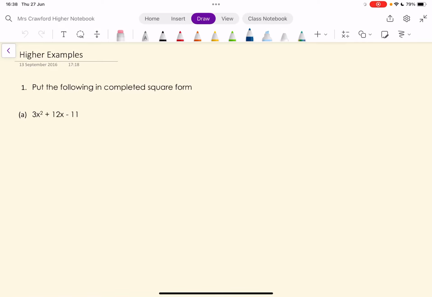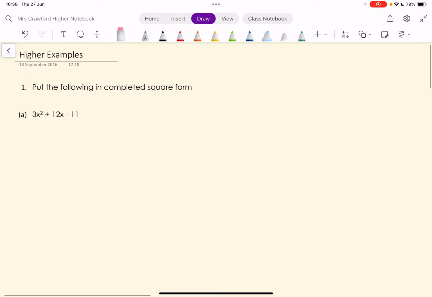Okay, so in Higher, when we put a quadratic into completed square form, we're going to have a number in front of the x squared. And that means we need to take a slightly different approach. We could take an approach like National 5, where we halve the coefficients and work with that. However, it can get a bit cumbersome and it can be difficult to obtain marks in an exam when doing it that way. So we're going to take a slightly different approach.